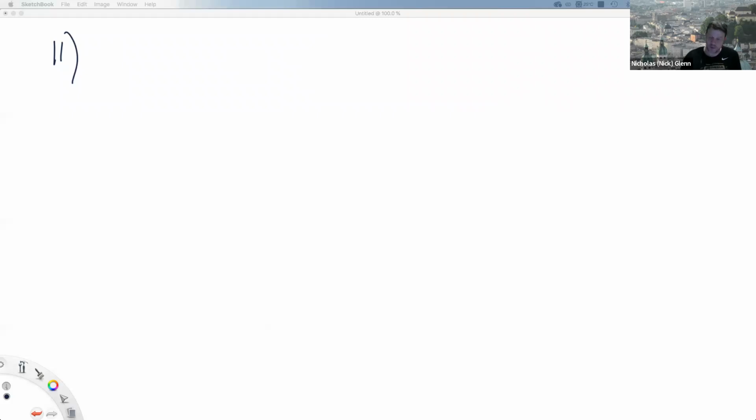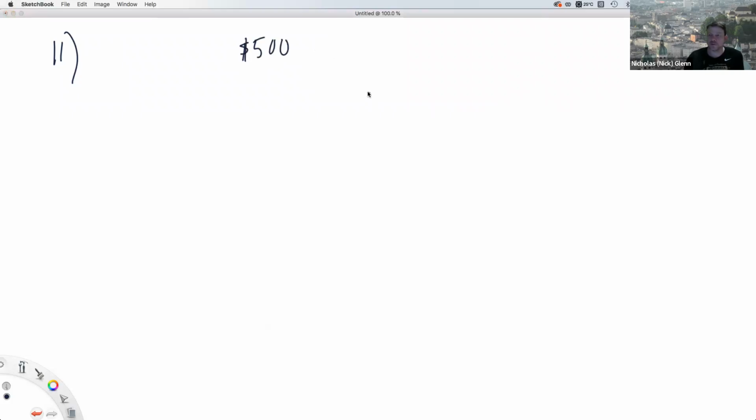So I'll finish up the rest of the practice exam here. All right, starting with question number 11. This is looking at fractional reserve banking. So there's going to be $500 currency to start off with. So this is what the monetary base is. I'm starting off with $500 currency.